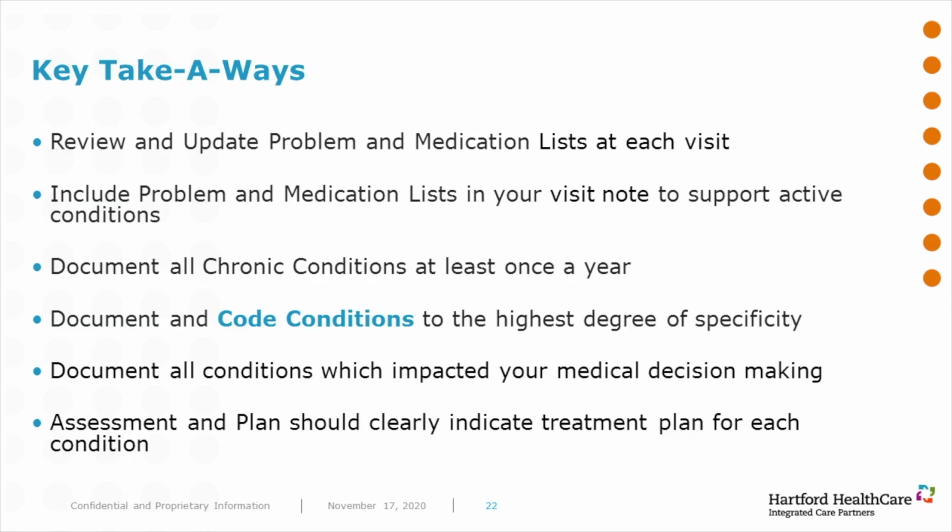So we're almost to the end. I hope I kept everyone awake and this was informative. But key takeaways are: review and update problem and medication lists at each visit, or at least annually. That would be important. Include problem and medication lists in your visit note to support active conditions. Document all chronic conditions at least once a year. Very important for risk coding.